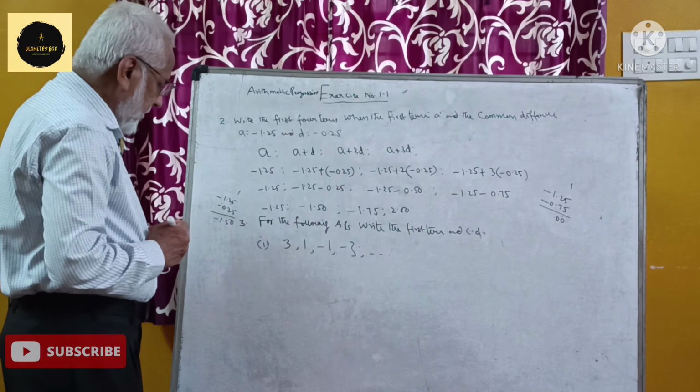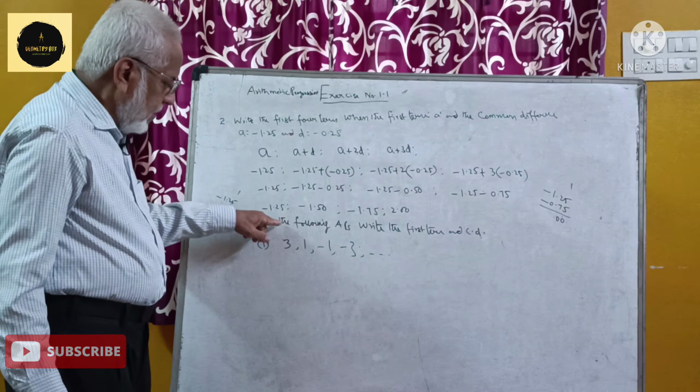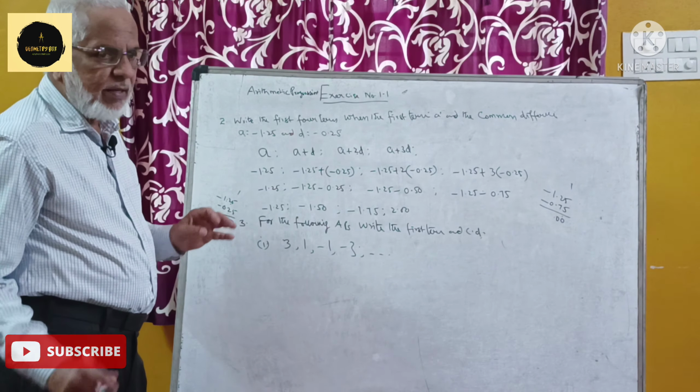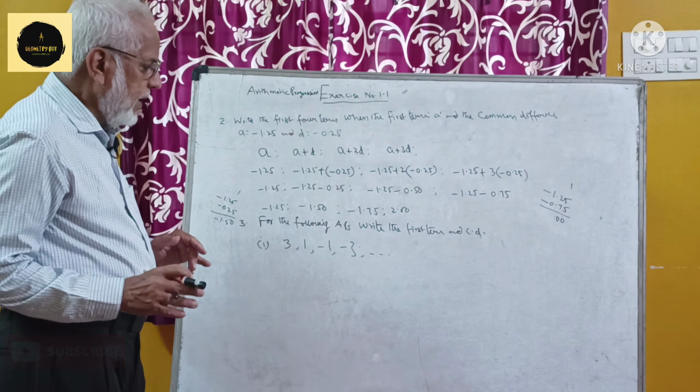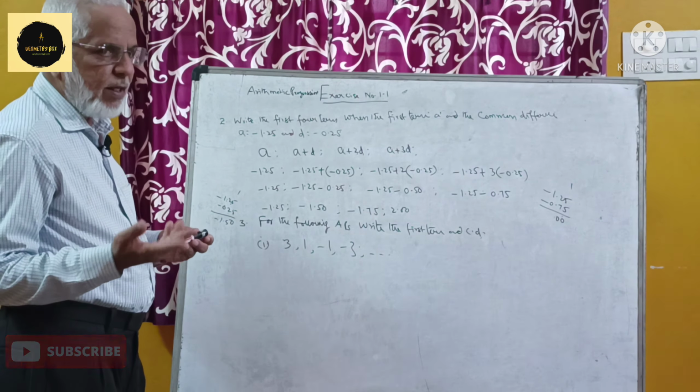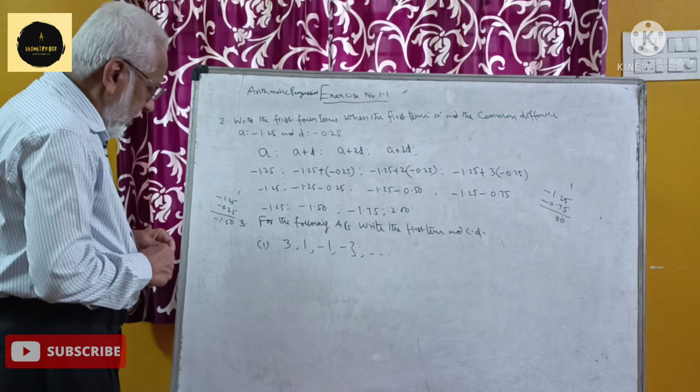Now what you are observing here, what is the question? In the question they have mentioned, for the following APs write the first term. What do you mean first term? It is a as well as a common difference. That means we have to find the value of A as well as the value of D.